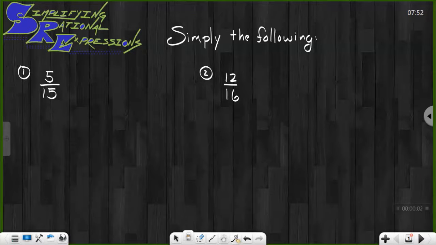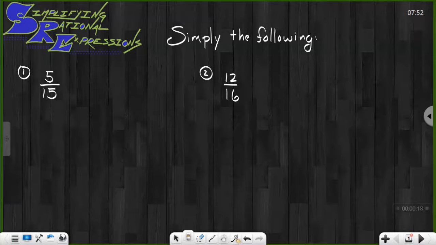All right, this lesson is looking at simplifying rational expressions. When we simplify rational expressions, we are looking to take a fraction that has some variables in it, and we want to simplify it down as far as we can. To start off, we're going to look at just regular fractions. You should have done this before.